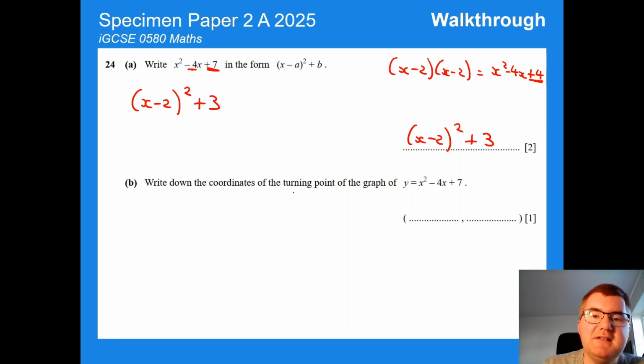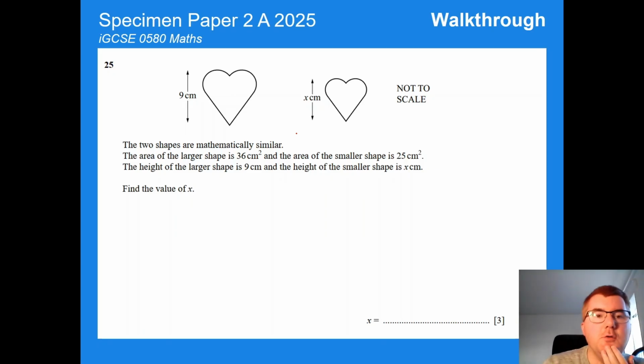The reason we do this is we can work out the minimum point, or the turning point, in this case. So we switch the sign here, so we put a positive 2, and then we leave the sign alone for what's outside. So we just get 2, 3. Okay, on to question 25.